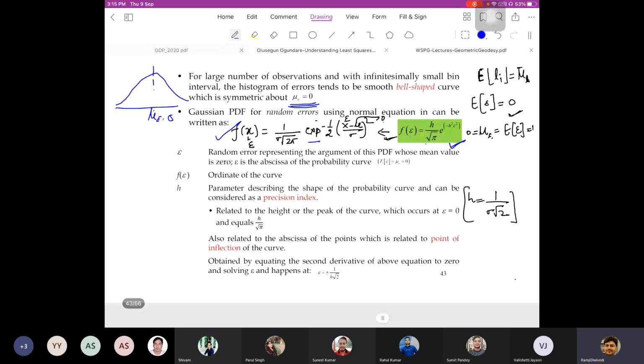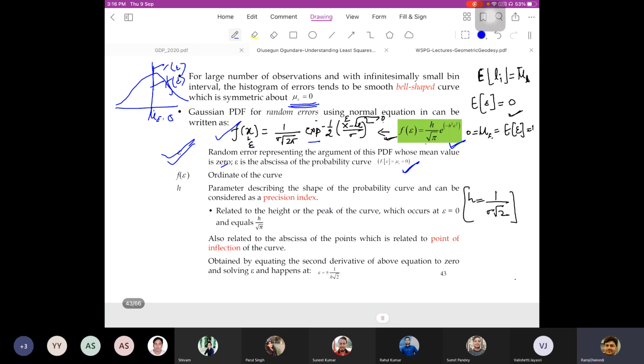It's very simple. It's nothing new which we are showing. So the e, which we call random error, represents the argument of this PDF whose mean value is 0, and obviously this error is the abscissa of the probability curve, and we apply it as expectation, which is what is expected from this random error, that it should be 0. Obviously the ordinate of this curve would be f of e. Okay, so that would be the ordinate of the curve.